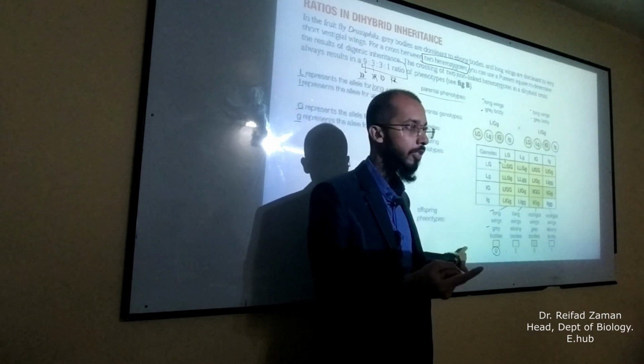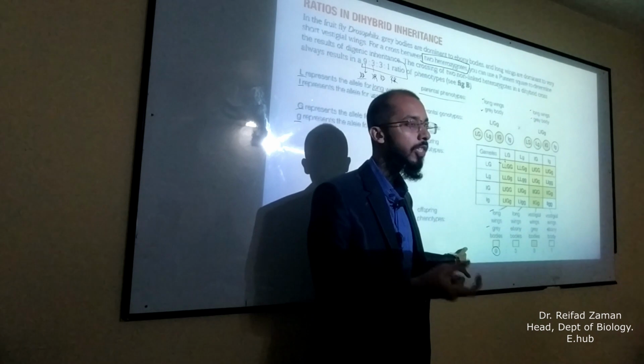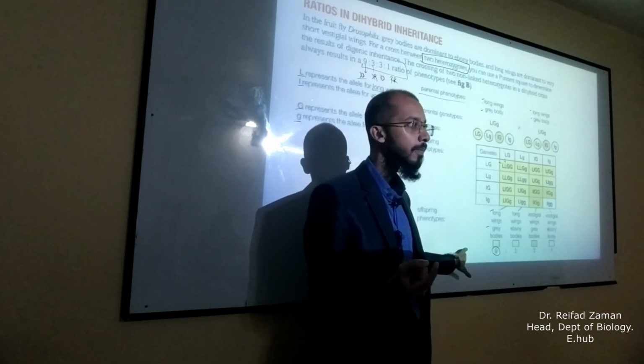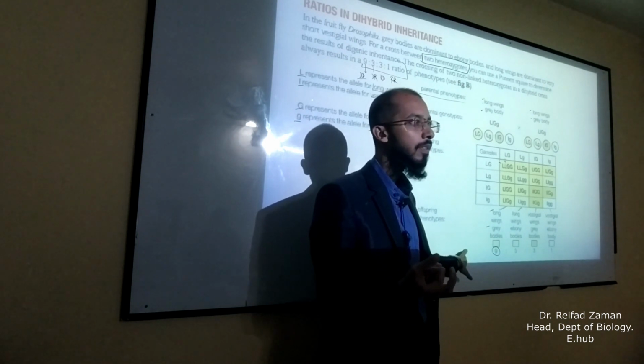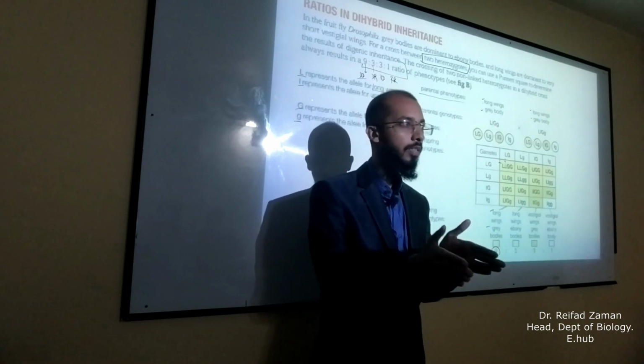All dominant features. So phenotypes with all dominant features. What does 1 represent? And what does 3 represent? 1 dominant feature, 1 recessive feature. Clear?